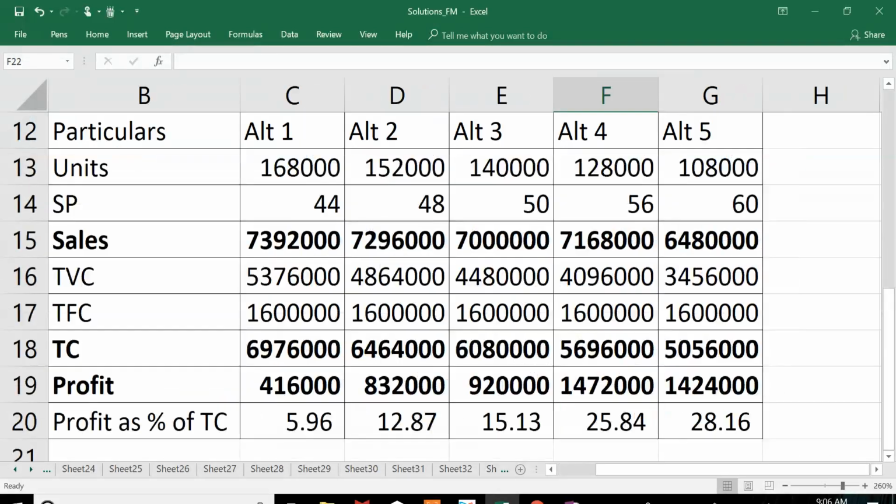Calculation you can even complete at home. Should it be 56 or 60? Please participate, friends. You have the table in front of you. You need to fix the price. Is it 56 or 60? 56 is maximum profit. 60 is maximum profit as a percentage of total cost. Which one is better?